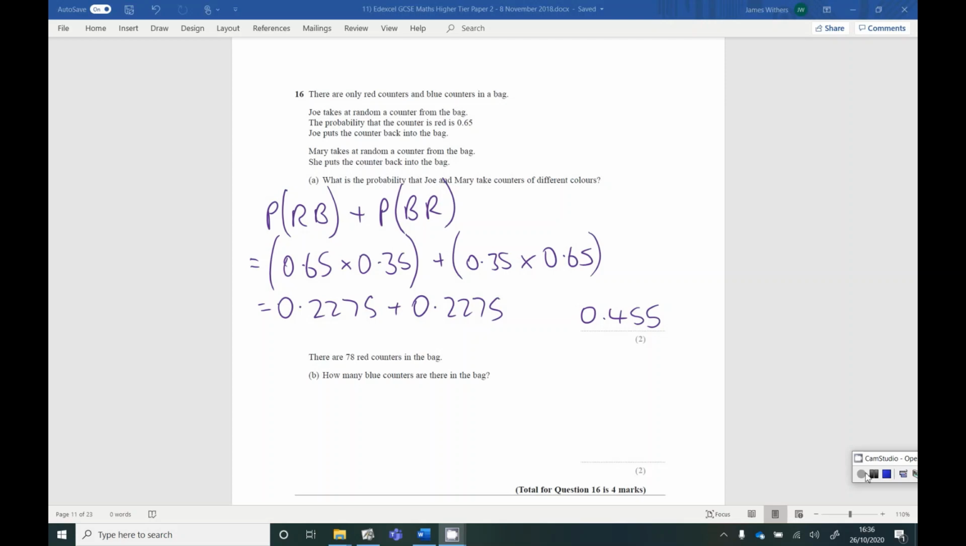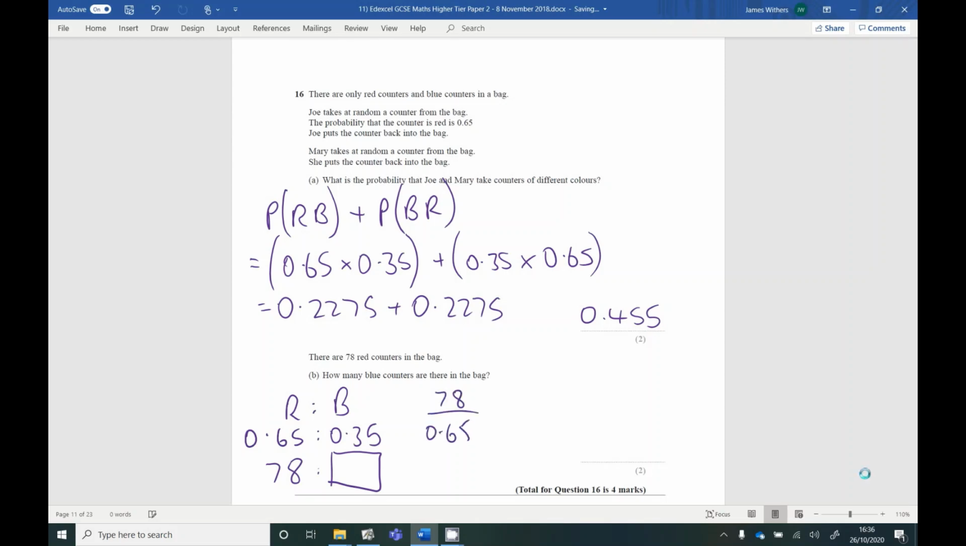Okay, so for part B, so red to blue, the probabilities are 0.65 and 0.35. But we're told there are actually 78 reds, and we want to work out how many blues. So how do we get from our left hand column to the right hand column? We need to take our 78, divide it by 0.65, and then multiply that by 0.35. So 78 divided by 0.65 times 0.35, I get 42.